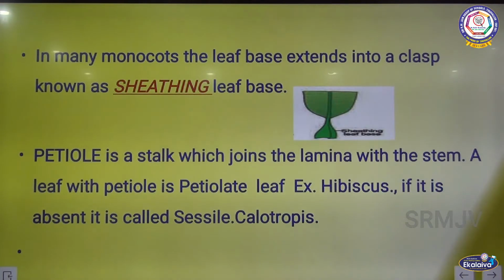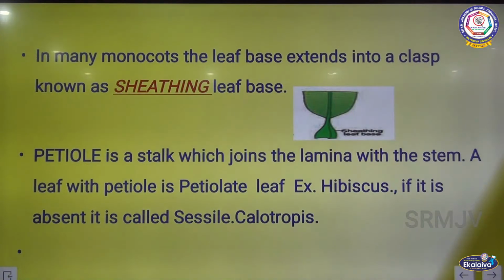Now, in monocots, in the picture you can see the base of the petiole, that is the leaf base, extends into a clasp-like structure, and such a base is called a sheathing leaf base. So, in monocots, the leaf base extends into a clasp known as the sheathing leaf base.